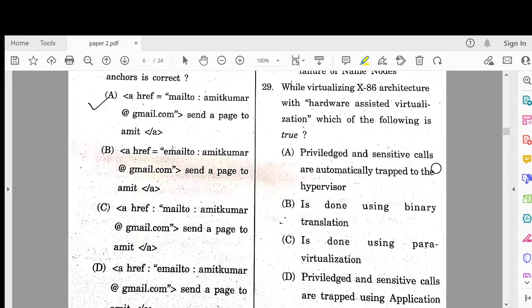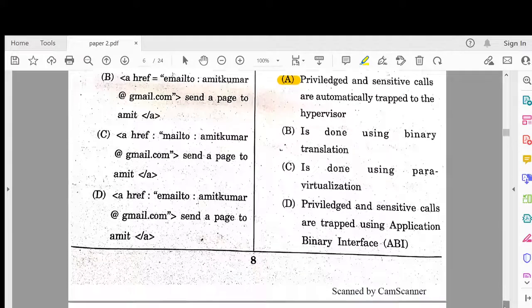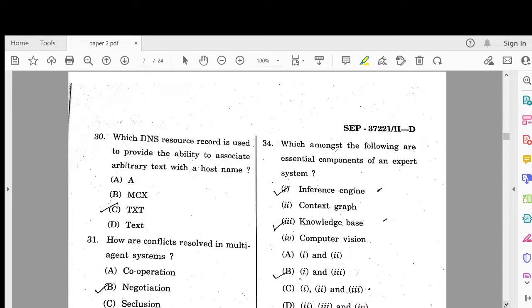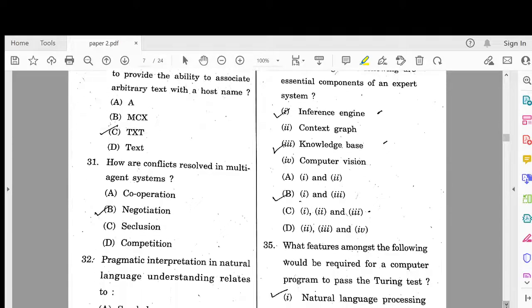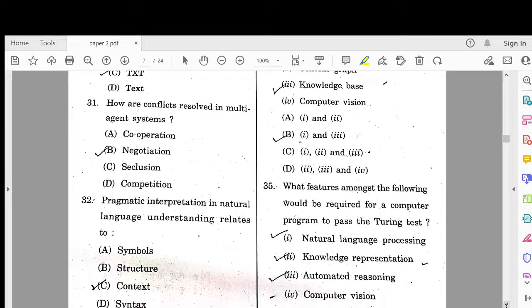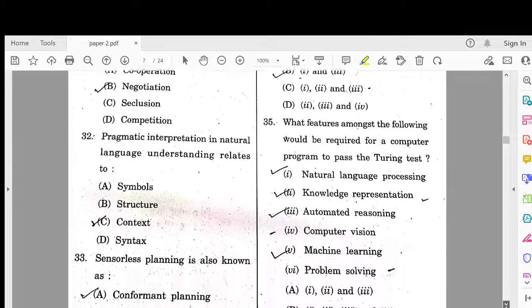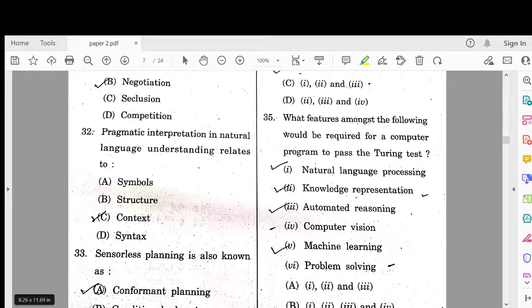Question number 29, the answer is A, privileged and sensitive calls are automatically trapped to the hypervisor. Question number 30, the answer is TXT. 31, option B, negotiation. Question number 32, answer is option C, context. Question number 33, sensorless planning is also known as option A.